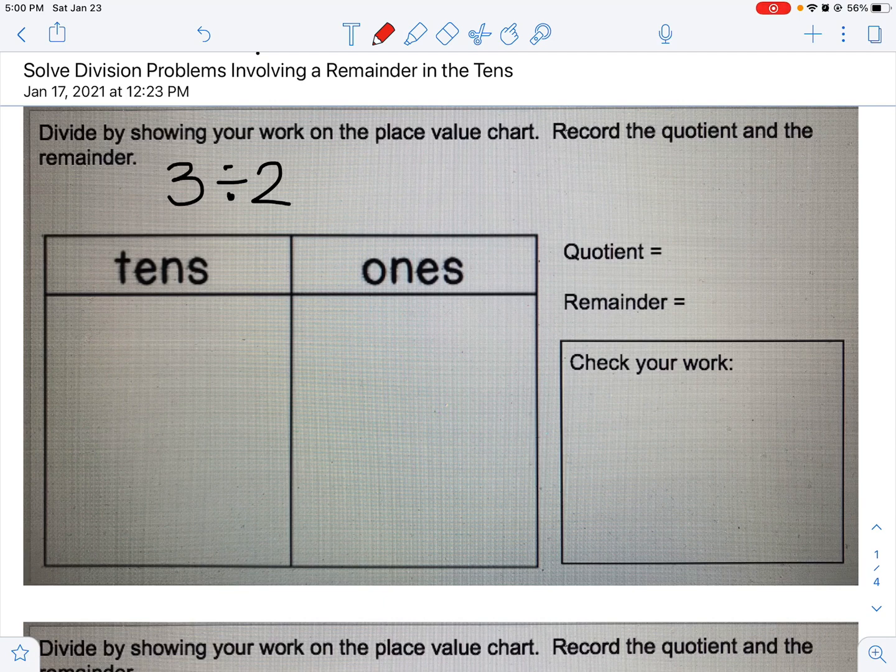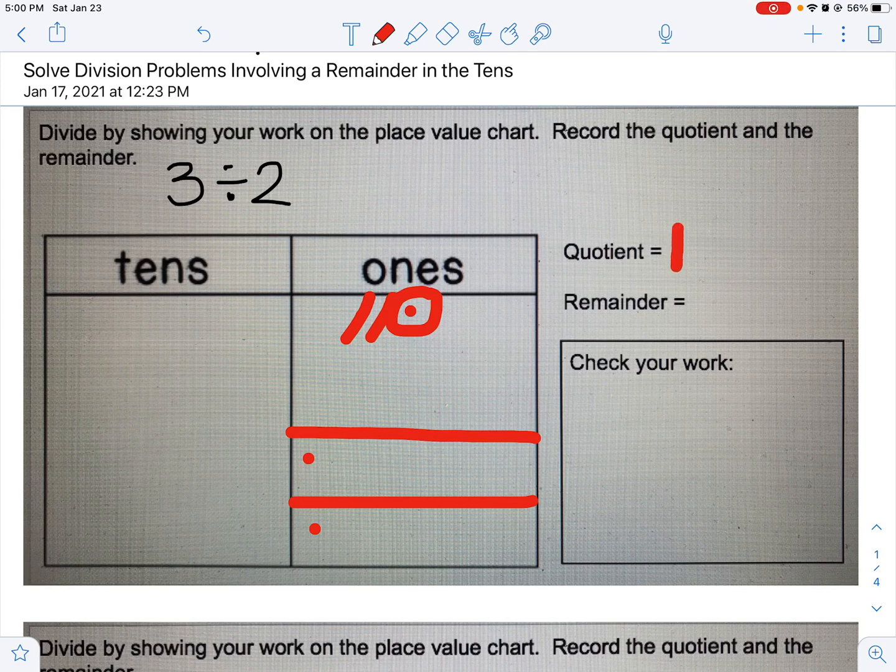If I have 3 divided by 2, I'm going to show 3 ones in my ones place. I'm going to draw 2 rows in the bottom to be able to parcel them out nice and equally. And I'm going to start parceling them like this, right? I have 1 left over, so I'm going to circle it, and that's my remainder. So I'll write my quotient. My quotient is 1 because I have 1 in each row, and then I have 1 as a remainder.